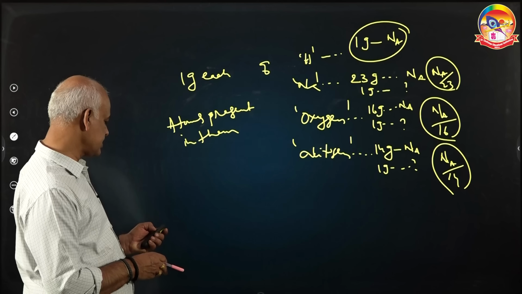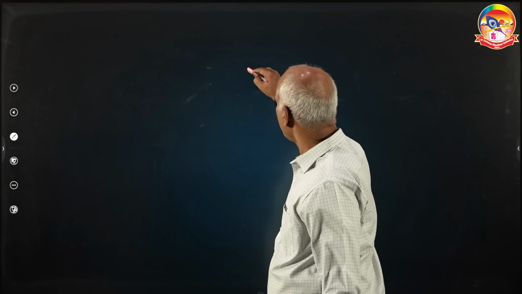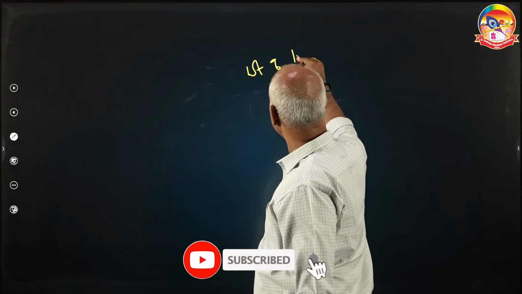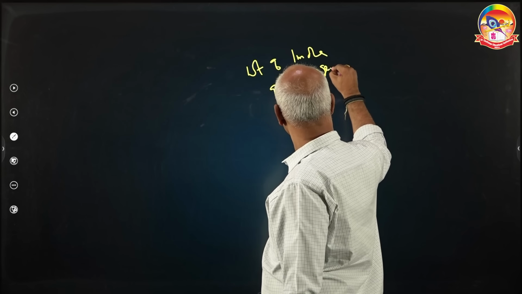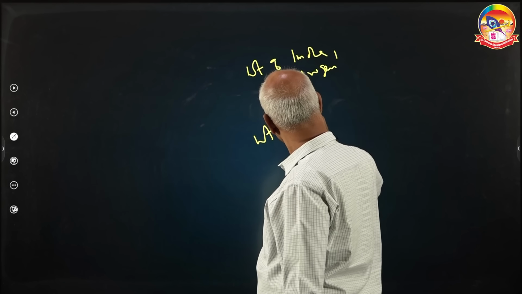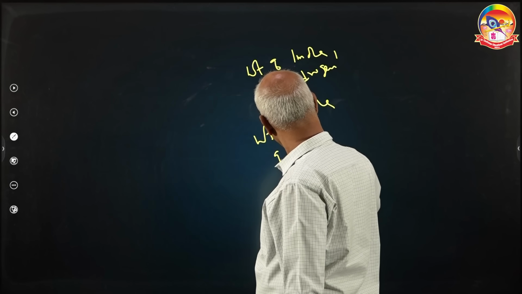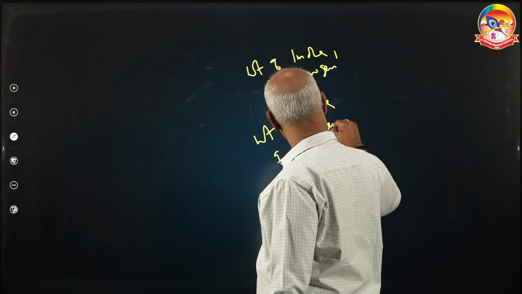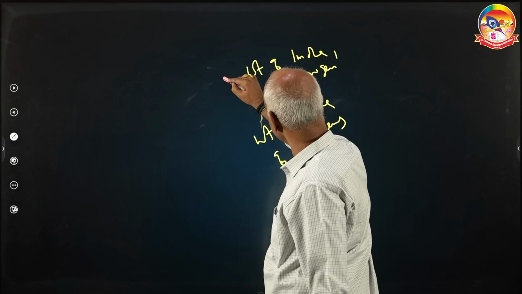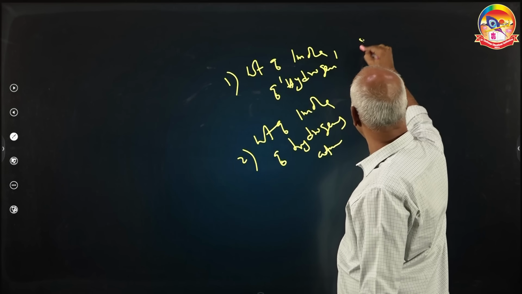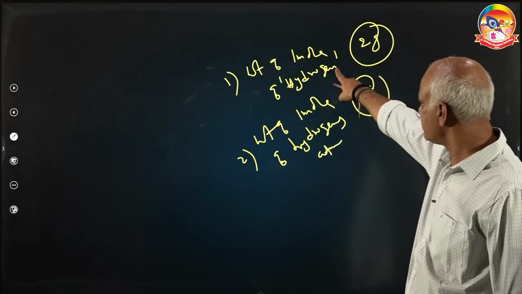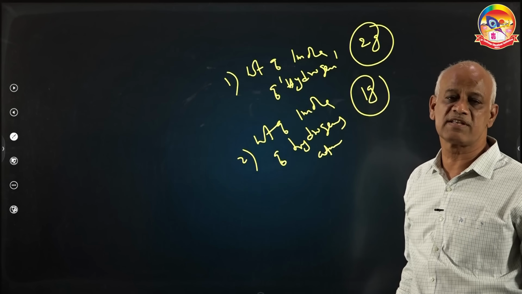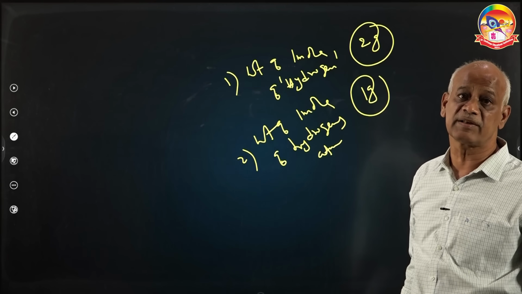One more point I wanted to say is that now, weight of 1 mole of hydrogen is one question. Weight of 1 mole of hydrogen atoms is another question. First question, second question. Here the answer is 2 grams. Here the answer is 1 gram. The reason, this is the weight of 1 mole of hydrogen. 1 mole is always equivalent to gram molecular weight.